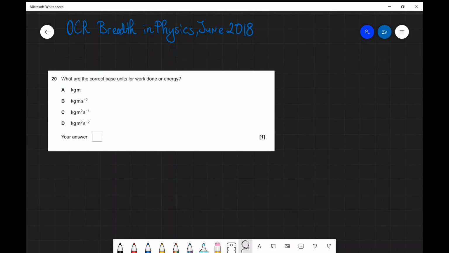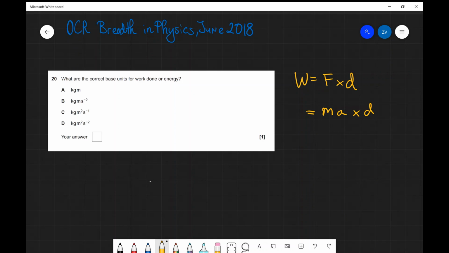Okay, folks, let's have a look at the very last question of this paper. What are the correct base units for work done or energy? Well, let's have a look at work done. Work done is equal to force multiplied by distance. And that is the case when the force is in the same direction as the direction of motion. Otherwise, we need a factor of cos theta. However, cos theta is also unitless, so we can happily omit this at the moment. Force is equal to ma, multiplied by distance.